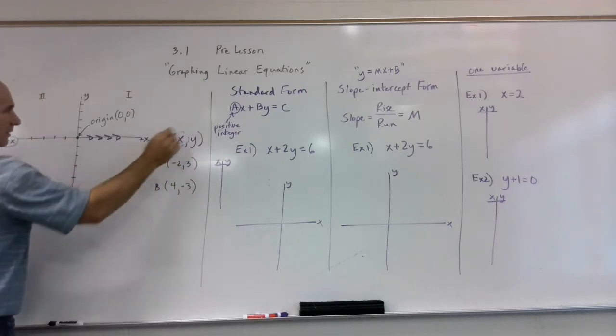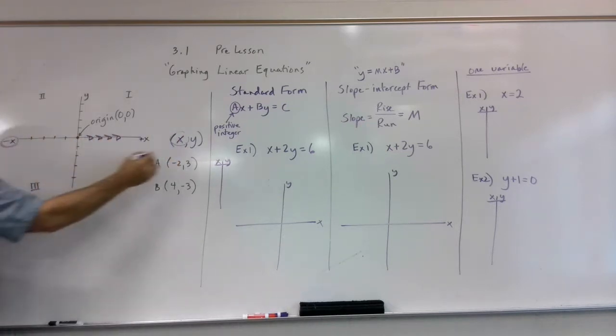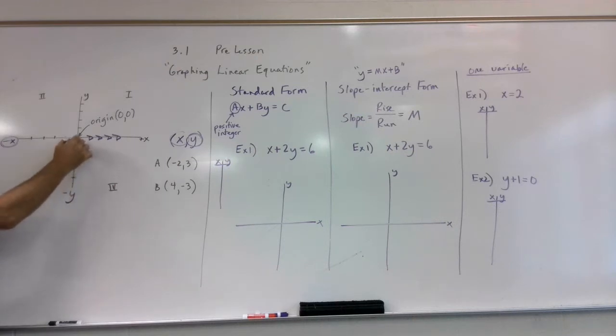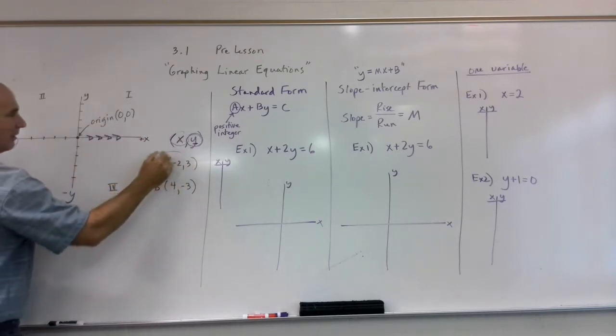So if x is positive, I move to the right. If x is negative, I move to the left. But then my y-axis is right here. That means go down if y is negative, and it means to go up if y is positive. So let's go ahead and practice something.